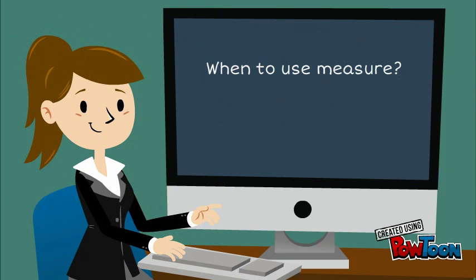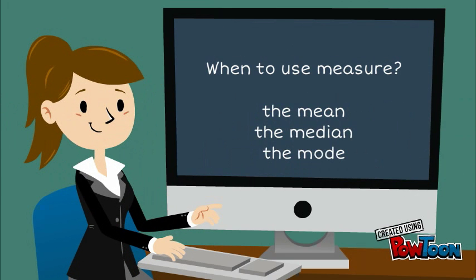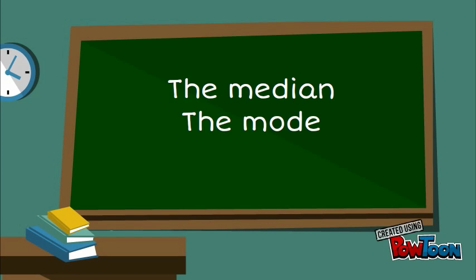When to use each measure. The mean, the median, and the mode provide different types of information and should be used in different ways. The mean is best used for describing data that are interval or ratio in nature, such as speed or response time. The mean provides more information than the mode or the median. The median is the middlemost and is best suited to data that are ordinal or rank.